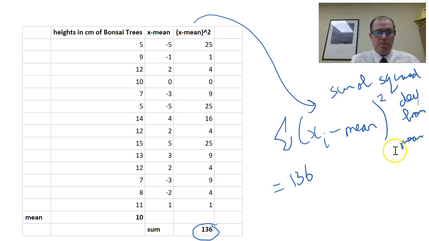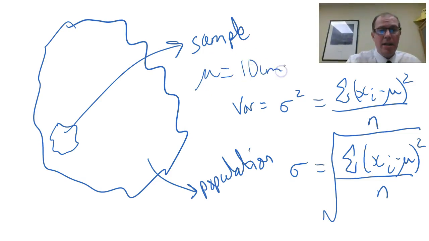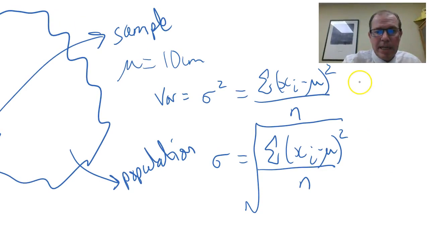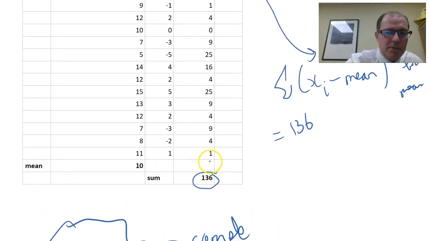Now, what we can do with that number is divide by how many numbers we've got. But we have a problem, and here's what the problem is. It all lies in whether our data comes from a sample or a population. If it comes from a population, then we know the true mean. So if this was a population of bonsai trees, and I said the true mean I know is 10 centimeters, then I can use the formula that the variance is sigma squared, which is the sum of xi minus mu squared over n. We worked out that the sum of all the xi minus mu squared numbers was 136.